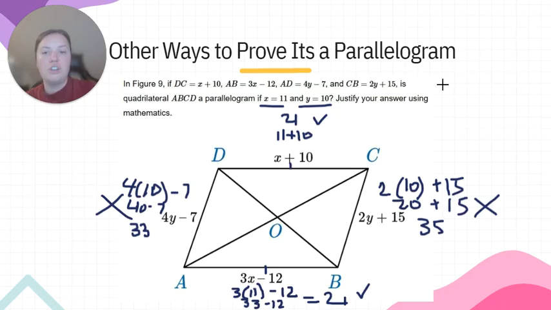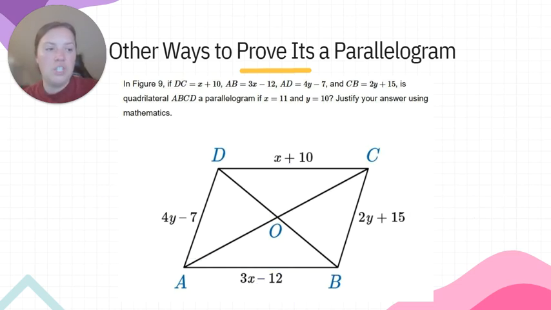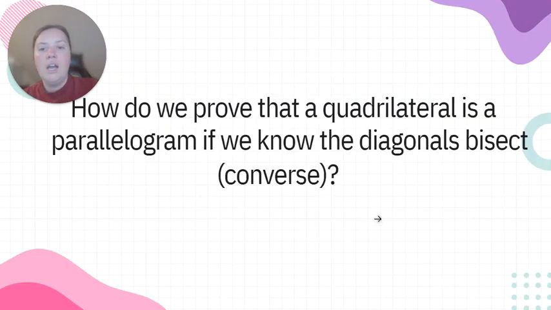They are not congruent. So we do not have a parallelogram, because basically this means that we have this at a slight angle here, and so we don't have parallel lines because they aren't equal to each other. How do we prove that a quadrilateral is a parallelogram?